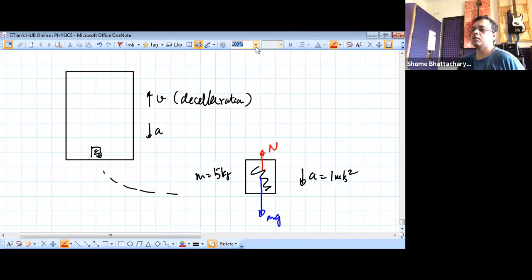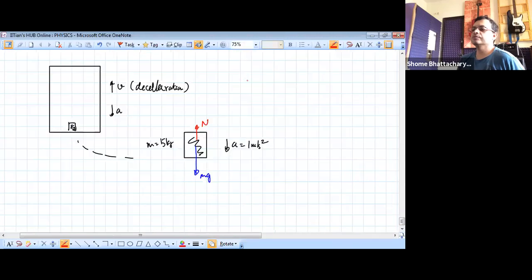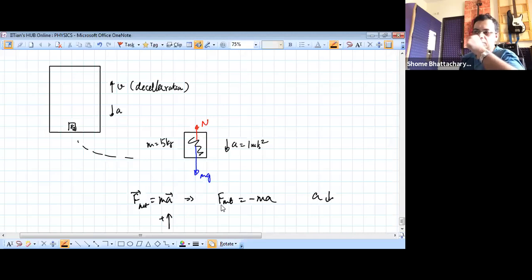So as you can see in this diagram, my force equation is net force equal to mass into acceleration. If I use the same sign convention that upward is positive, then what should this net force become? It should become minus ma because the a is downwards. When I convert this to a scalar equation, it should become minus. So plus N minus mg should become minus ma because I'm using this sign convention.